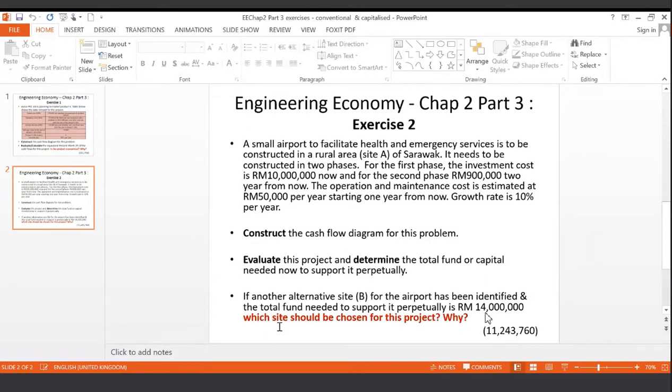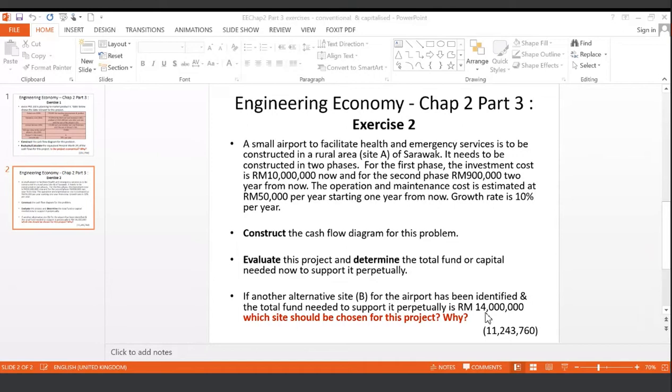For this situation, you're going to develop the facilities at site A, and you also have the alternative to develop site B, and the total fund needed to support it perpetually is 14 million. So which one will you choose, A or B? Ambil yang fund rendah. So you need to determine P for site A and P for site B.